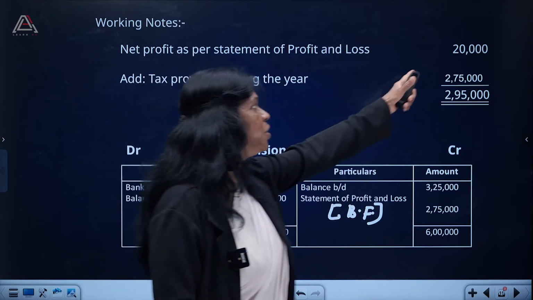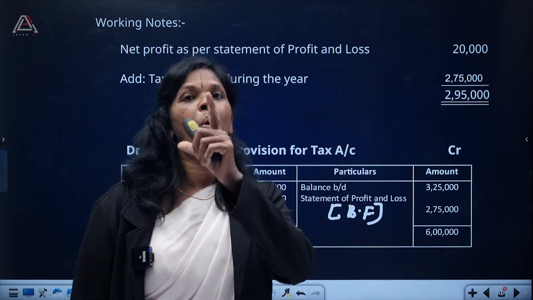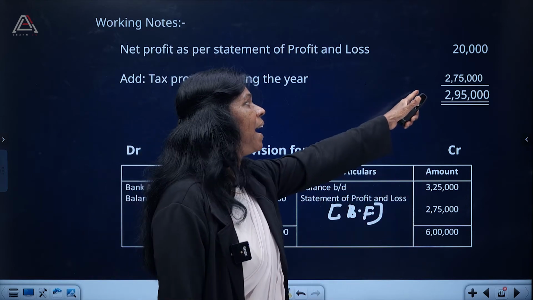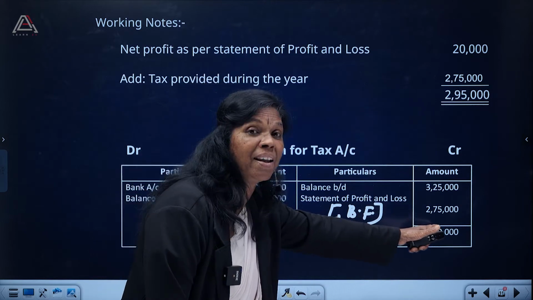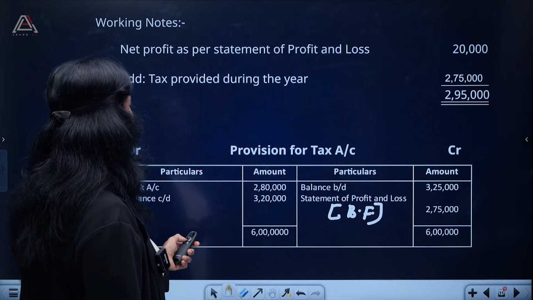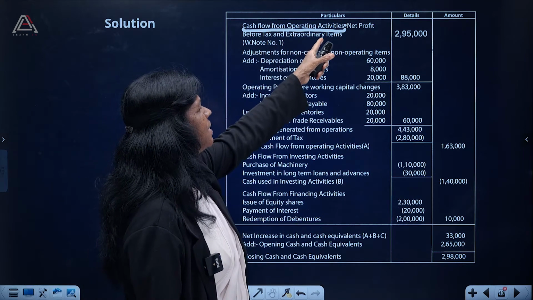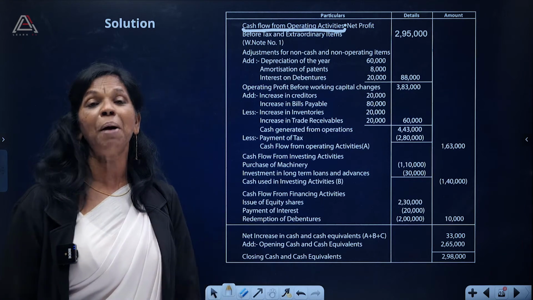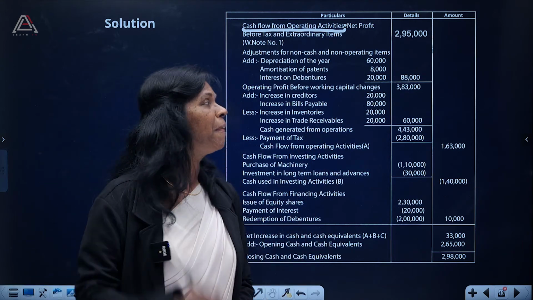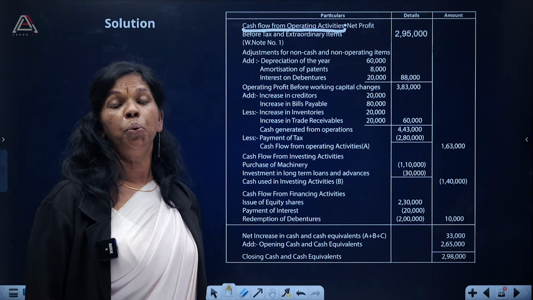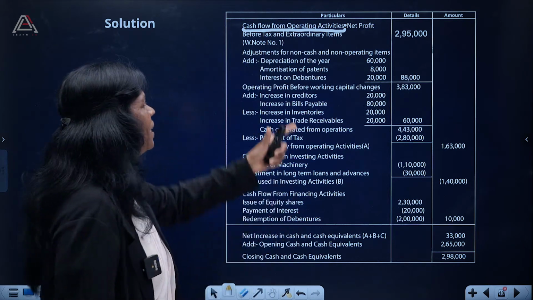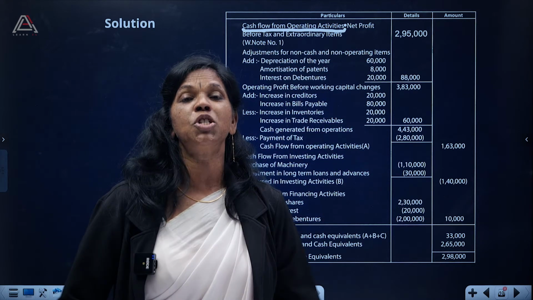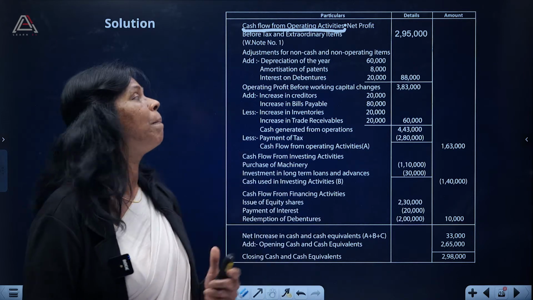How did we get this 20,000? It is the difference between opening reserves and surplus and closing reserves and surplus, that is 20,000. Then tax paid during the year is the balancing figure. So this is the first item in the cash flow from operating activity: net profit before tax and extraordinary item, 2,95,000. Clear now? Then next, along with that, we have to make adjustment for non-cash and non-operating items.